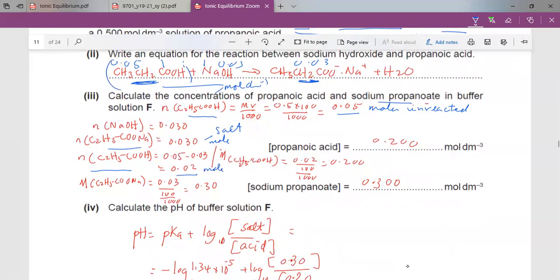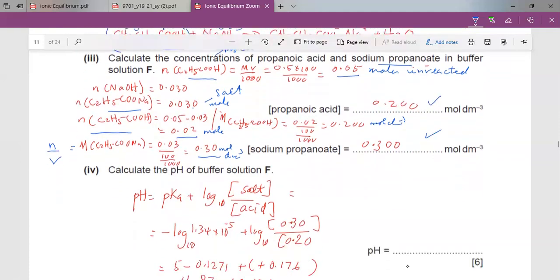Now I must find the concentration, so over what volume? Over 100. M is equal to n over V, isn't it? So the number of moles of your salt is 0.03 over 100 over 1,000, which is 0.3 moles per dm³. For your acid, 0.02 over the same volume gives 0.2 moles per dm³. So these two answers are given here.